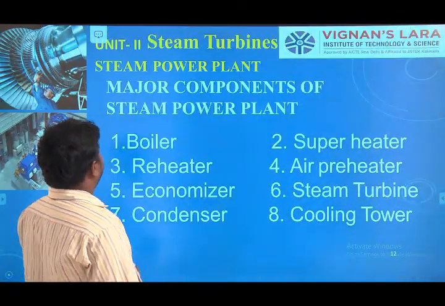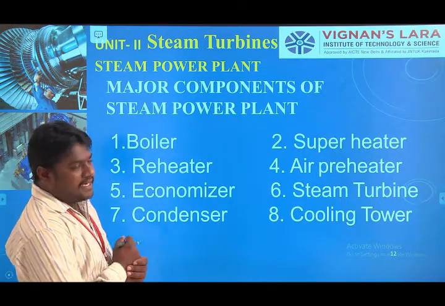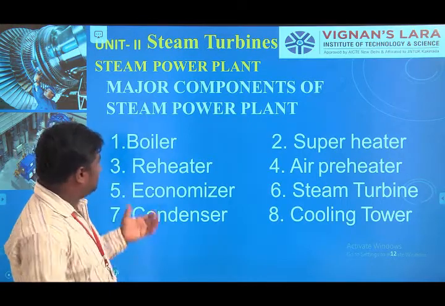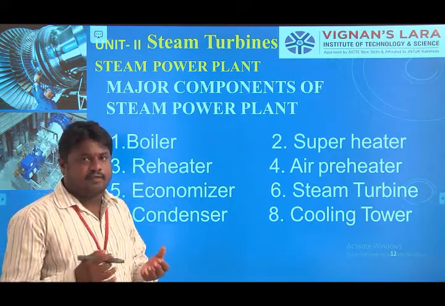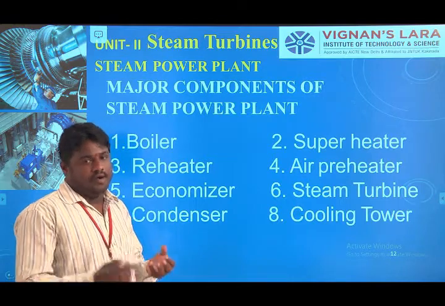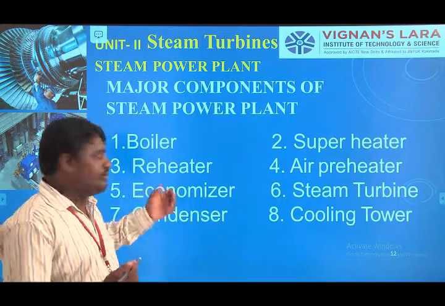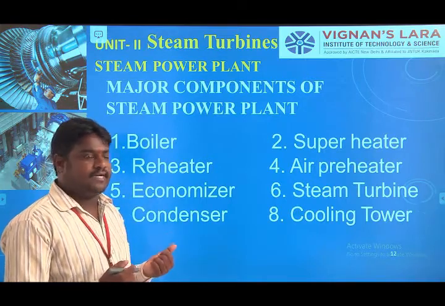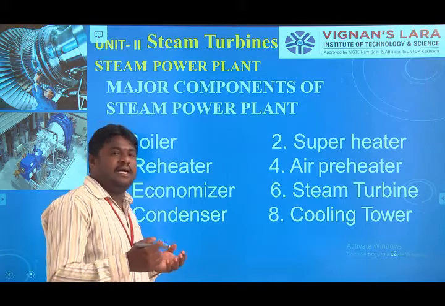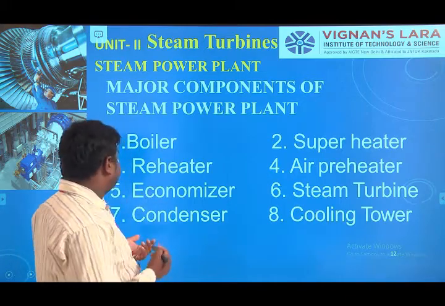And then these are the major components of a steam power plant. The first one is the boiler. The boiler is the most important, and its main function is to boil the water with the help of a heater. Then the reheater, which is important to boil the water with the help of a heater. Okay.